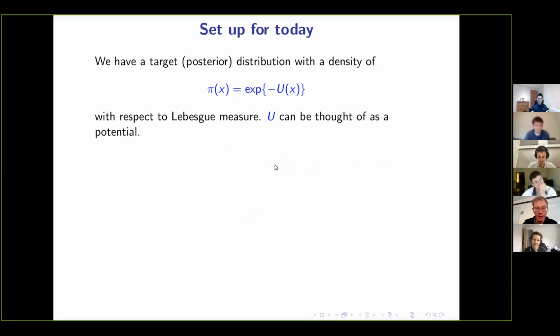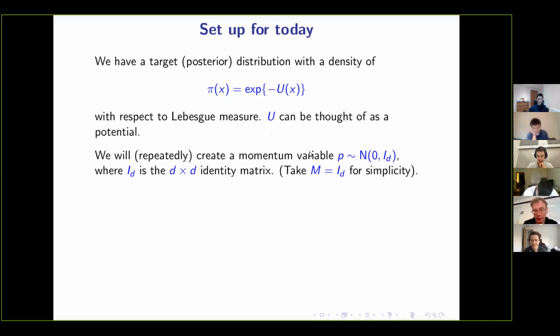So let's just start with the setup. So standard setup, for example, HMC. We've got some target distribution, some posterior pi of x, which we'll think of as e to the minus some potential. We're going to sample momenta over and over again. Everything I'm going to say today, I'm going to use the identity matrix, but it all follows through the same with any positive definite mass matrix. It's just messier notation. So I'm just keeping the notation simple today.